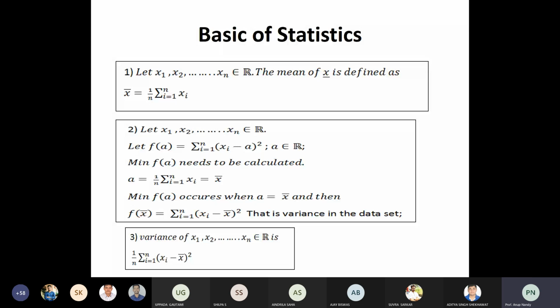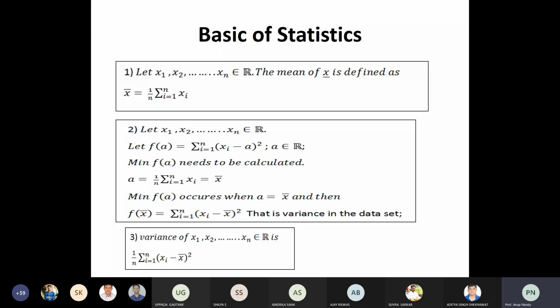Now the minimum of f(a) needs to be calculated. How do you calculate this minimum value of f(a)? You need to do the differentiations. In class 12 or class 11 you have seen how to find the maximum or minimum of a function. You need to do the differentiation, the first order derivative and the second order derivative.